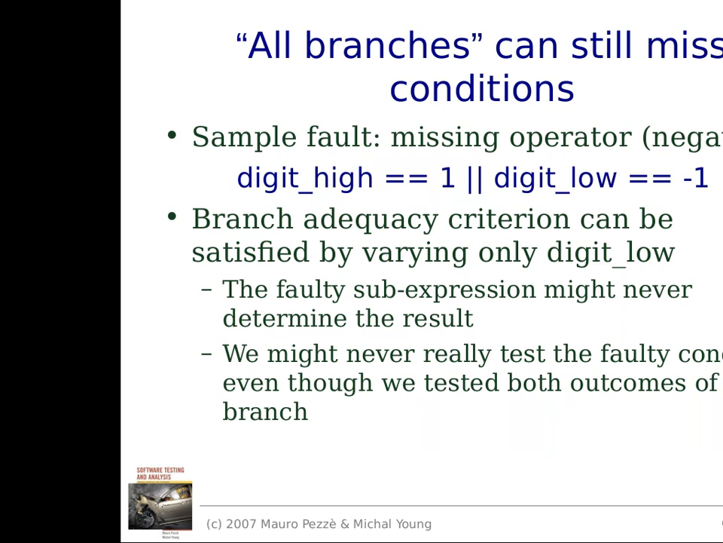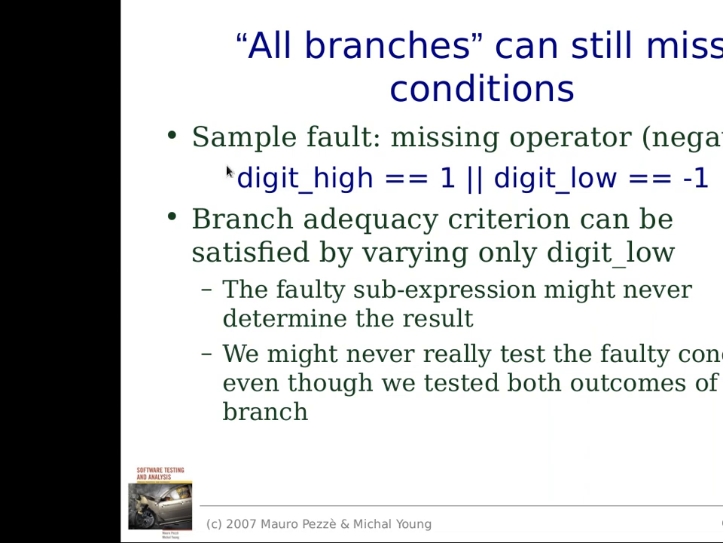All branches can still miss some conditions. So now you may think, well, maybe branches will fix all of our structural testing. Fortunately, that's still not the case. Sample fault: missing operator, so for example, negation. Alright, so here we have if digit high equals 1 or digit low equals 1. If you look at this from a pure branch path perspective, you're actually missing a couple of things here.